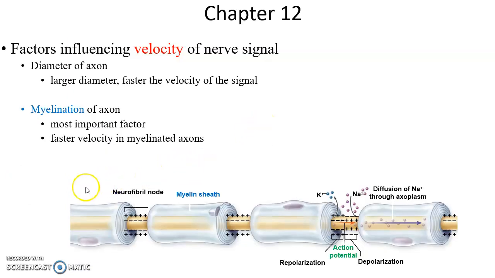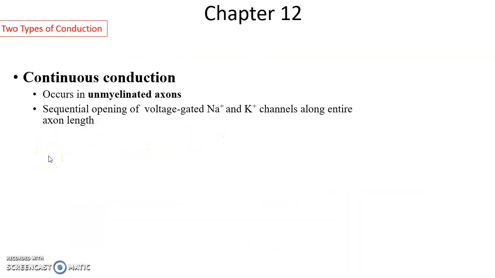All right, the action potential moves down the length of the axon of the neuron, and its velocity, how fast it goes, is determined by different factors. One is the diameter of the axon. The thicker the axon is, the wider the diameter, the faster the signal is. The other big factor is myelination. If the axon is myelinated, then the velocity is faster. So diameter of axon, larger is faster. Myelination, if you have it, it is faster.